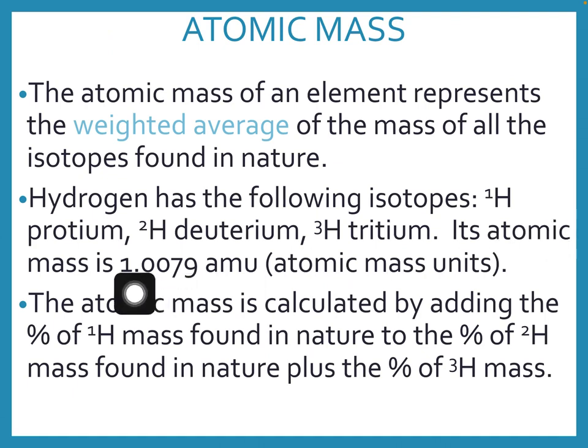So that's based on the relative amounts of each of those three isotopes. Now, looking at the fact that this is very close to 1, that tells us that hydrogen 1, or protium, is going to be the largest percentage of hydrogen that is made up.